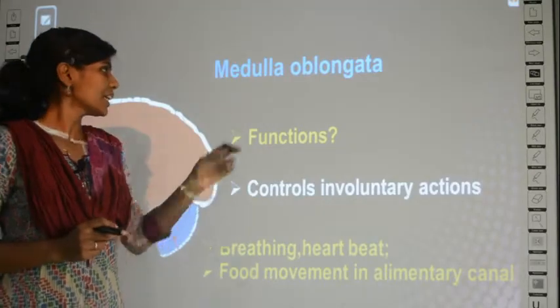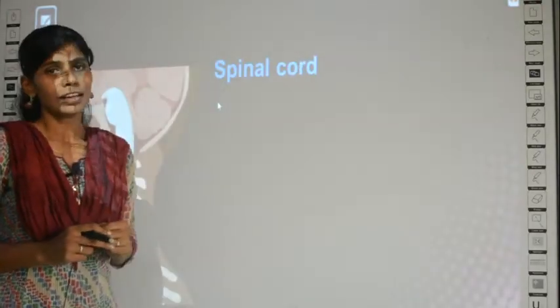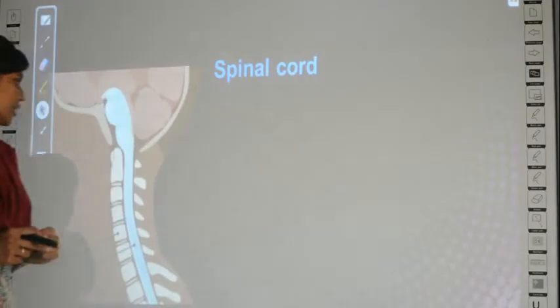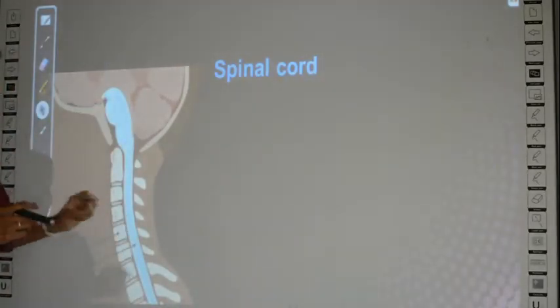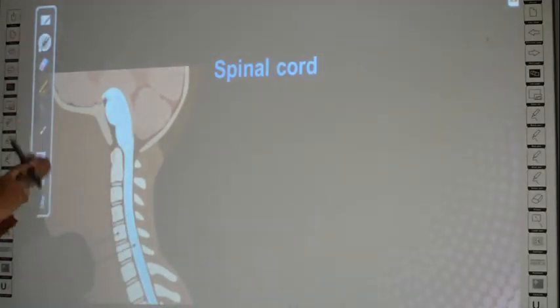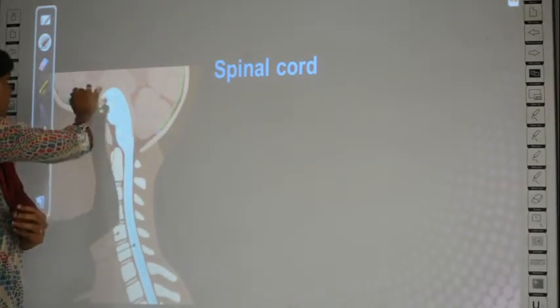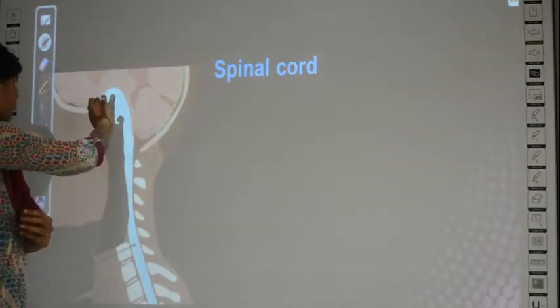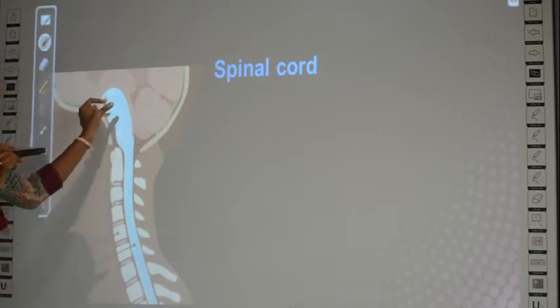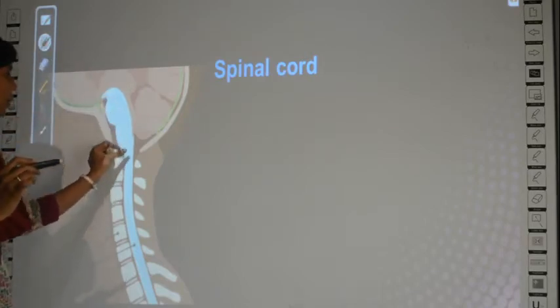Next we will be learning about spinal cord. Where is the spinal cord here? Can you see this blue color region? This is the spinal cord. Here you can see the brain. This is the brain, and here it continues with the brain.